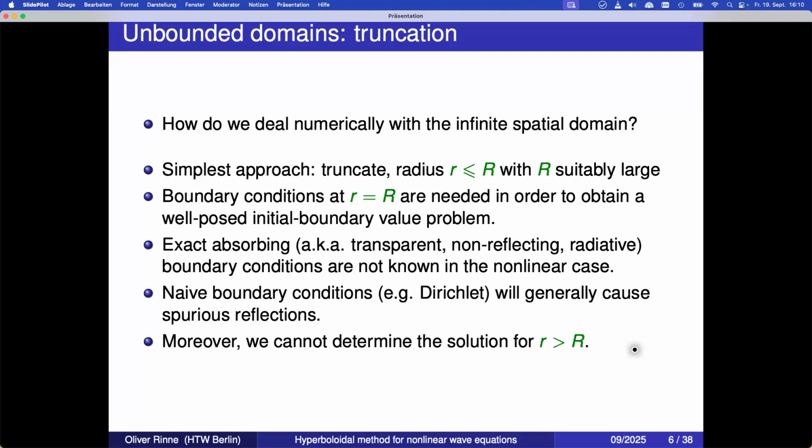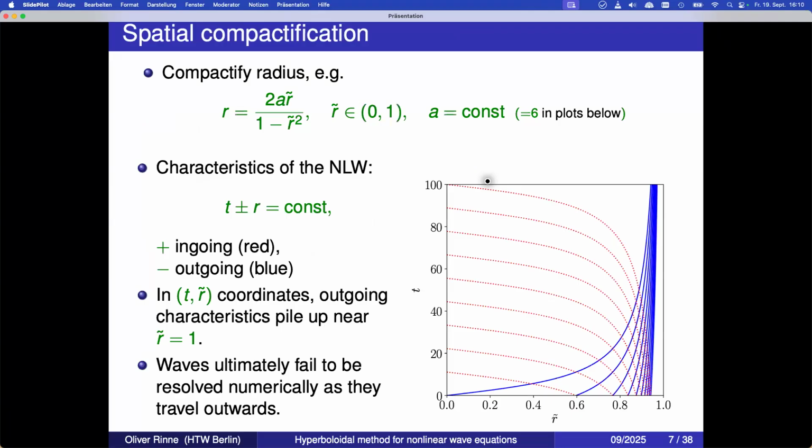So what are ways out of this problem? One possibility would be to compactify the radius, so introduce some new radial coordinate, let's say r tilde, which lives in some compact interval, say from 0 to 1. And you can define this r, the original radius, in terms of r tilde in this way, for instance. A here is some constant, which I've taken to be 6 in the plots below. So if you're interested, this corresponds to 3 spatial dimensions and to a mean curvature of these hyperboloidal slices of 0.5. But we'll come to that in a bit.